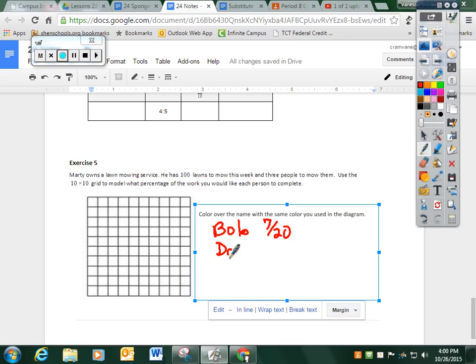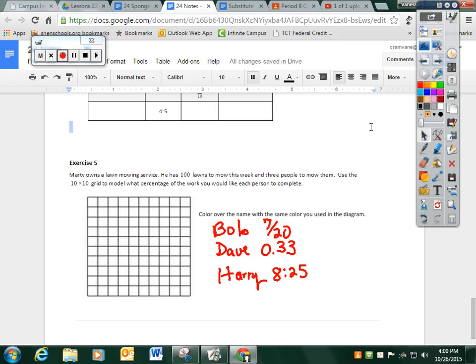Dave mows 0 and 33/100ths of the lawns. And Harry, finally, his ratio of the lawns mowed to the total is 8 to 25. Okay? So I'm going to ask again, if there's enough time, for you guys to work as a group. If not, maybe your sub will let you just copy this down.